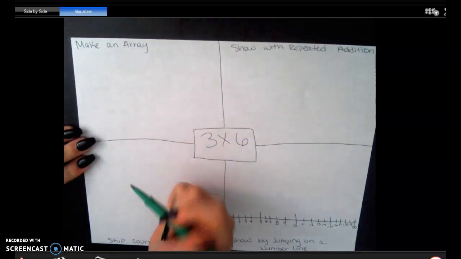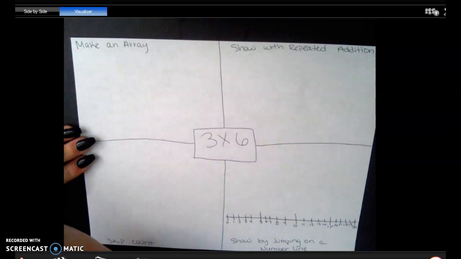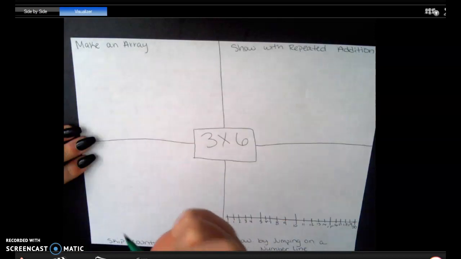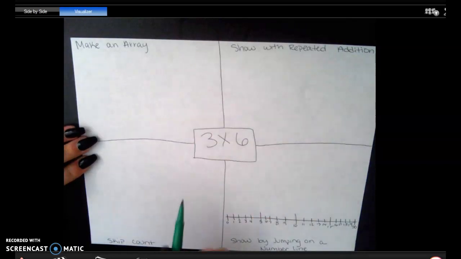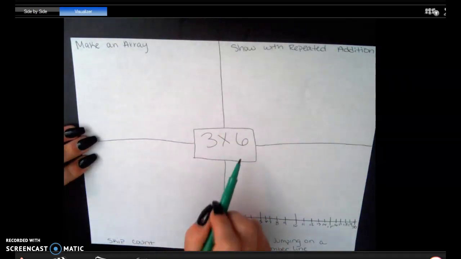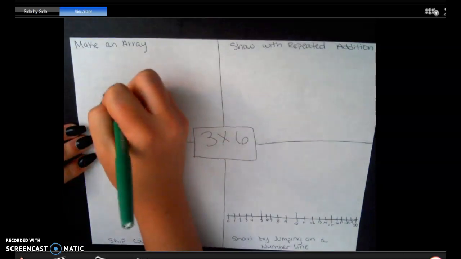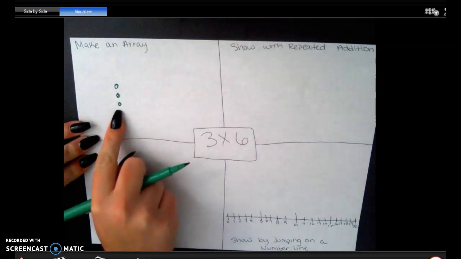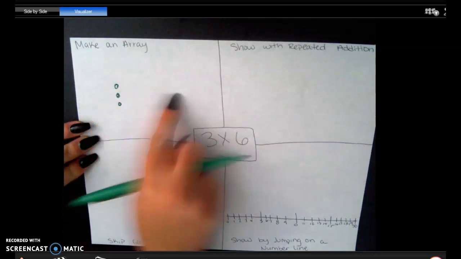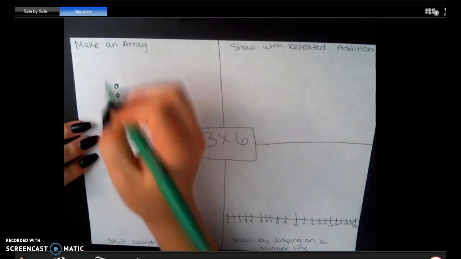An array, boys and girls, is a way for us to represent an equation of multiplication using pictures with rows and columns. So our first number is 3, so that means we're going to have 3 groups of 6. 3 times 6. So let's make our groups. 1, 2, 3. Now that we have 3 groups, we need 3 groups of 6. So this would look like this.